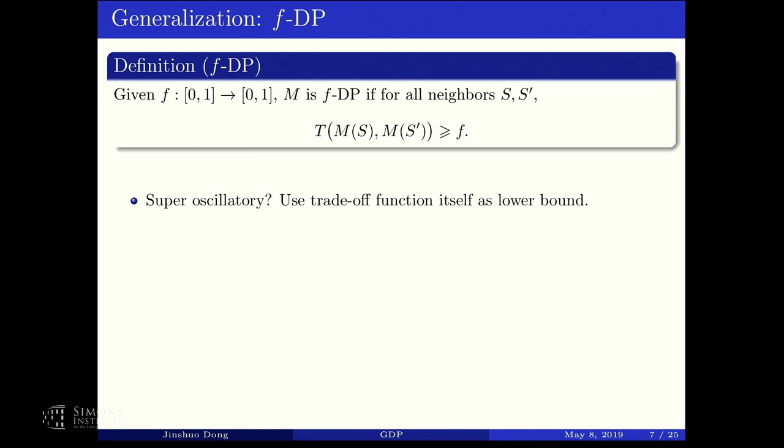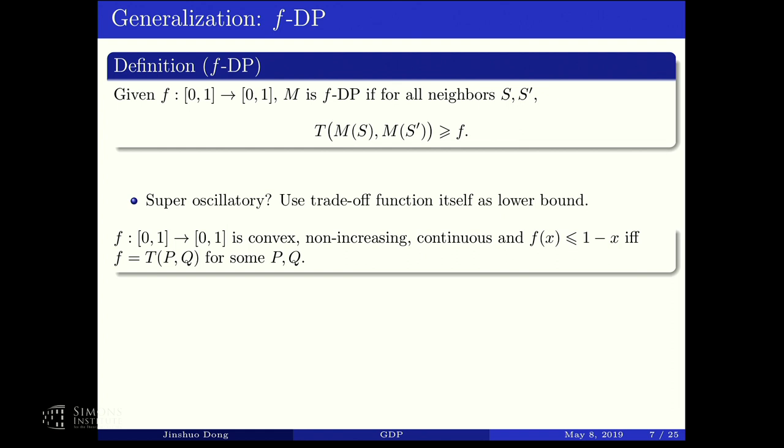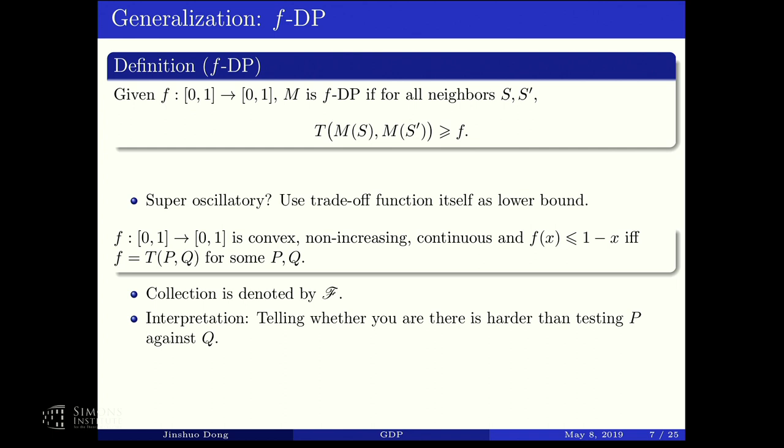And here comes the fundamental theorem of trade-off functions. A function from [0,1] to [0,1] is convex, non-increasing, continuous, and below this, if and only if there are distributions such that f equals T(P,Q). That is nice. We can just work with this classical function. I'll denote the classical function by calligraphic F. And you'll see that there are some algebraic structures on this collection. Another nice thing is we have a nice interpretation. If this holds, then what does it mean? It means telling whether you're inside is harder than distinguishing P and Q if f equals T(P,Q).